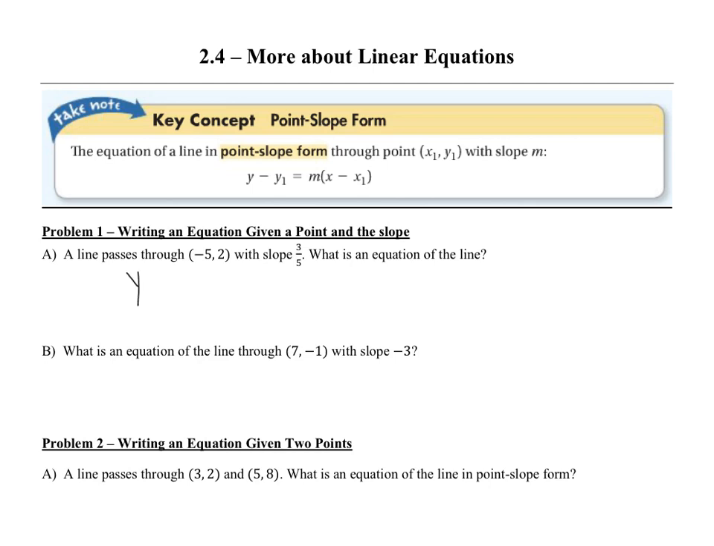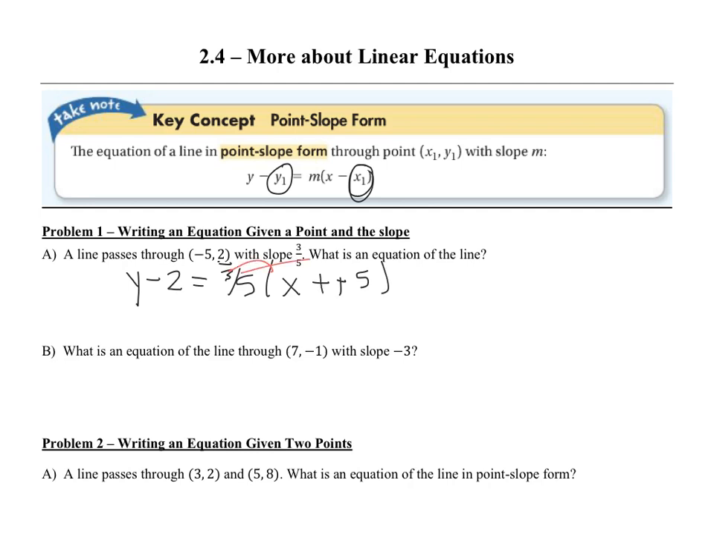So I have y. The y stays the same. Subtract. This is my y1, so I'm going to subtract 2. It's equal to my slope, which is 3/5. And then in parentheses, your x stays the same. The only thing that you change is your x1 and y1. And then it'll be subtract, and in this case it's a -5. So this becomes a plus.